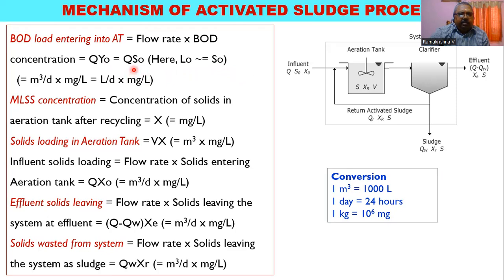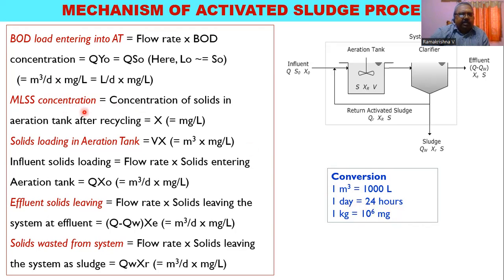The only thing is, the units of conversion should be taken care of. Normally, we express discharge in terms of meter cube per day and BOD concentration in milligram per liter. So volume units are different here, meter cube and liter. That conversion factor should be used here, and milligrams also should be converted into kilograms. So here you are going to make use of these conversions. 1 meter cube is equal to 1000 liters. 1 kilogram is equal to 10 to the power of 6 milligrams. And day to hours conversion also sometimes we may have to do.